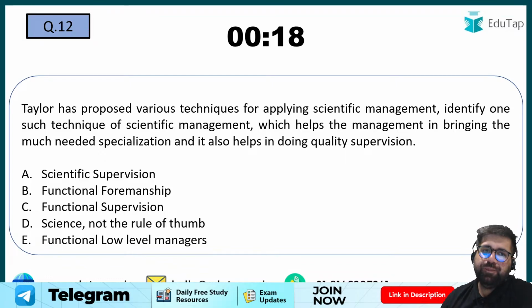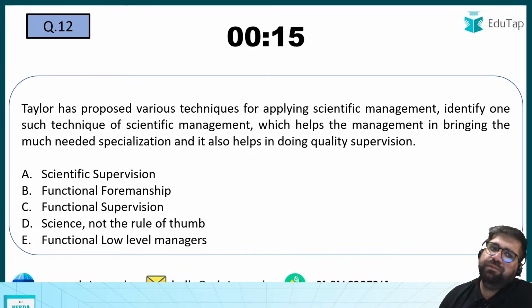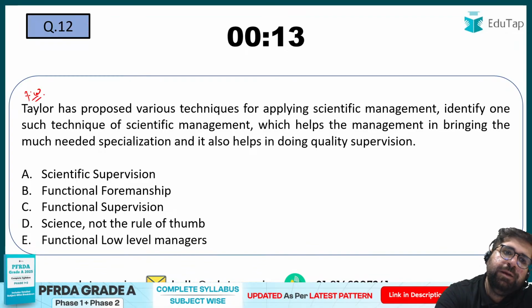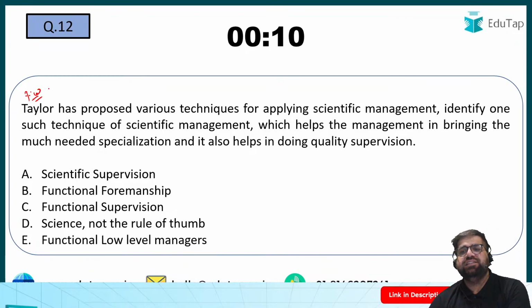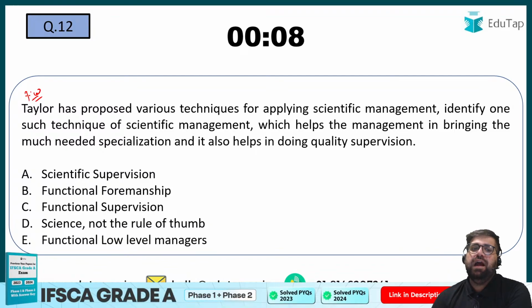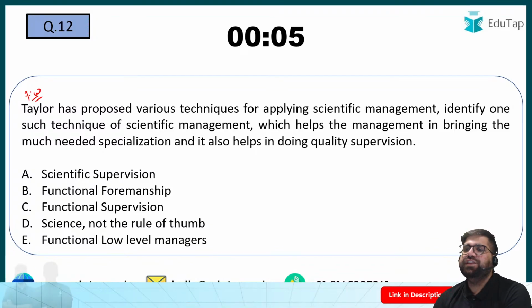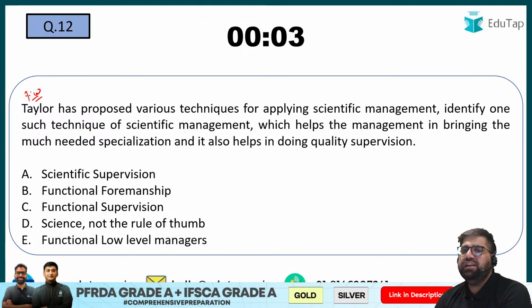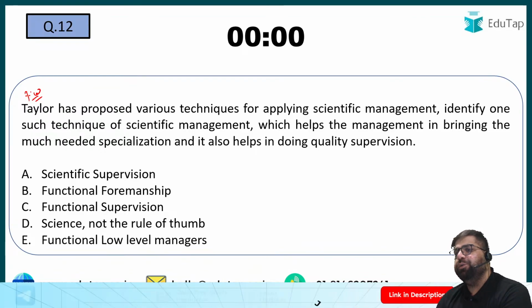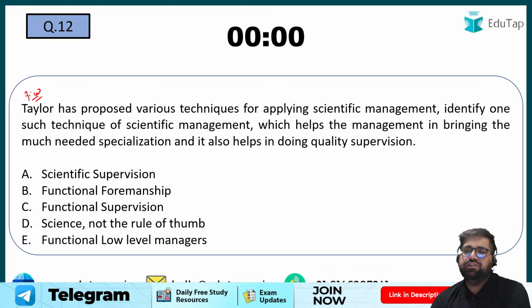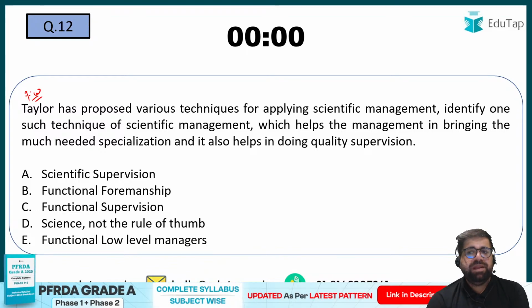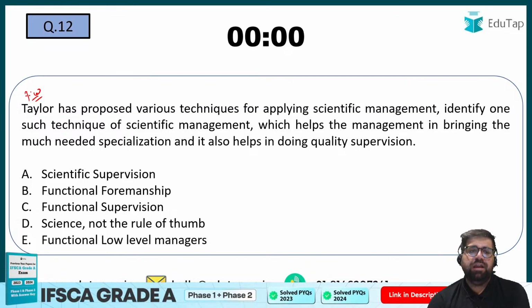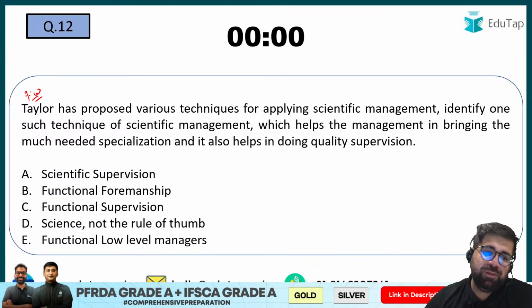Question number 12. Taylor has proposed various techniques. By Taylor, I mean F.W. Taylor. F.W. Taylor has proposed various techniques for applying scientific management. Identify such techniques of scientific management which help the management in bringing the much needed specialization, and also help in doing quality supervision. So once you do quality supervision and you have specialization also, what technique was proposed by F.W. Taylor? The correct answer will be functional foremanship, which is your option number B.